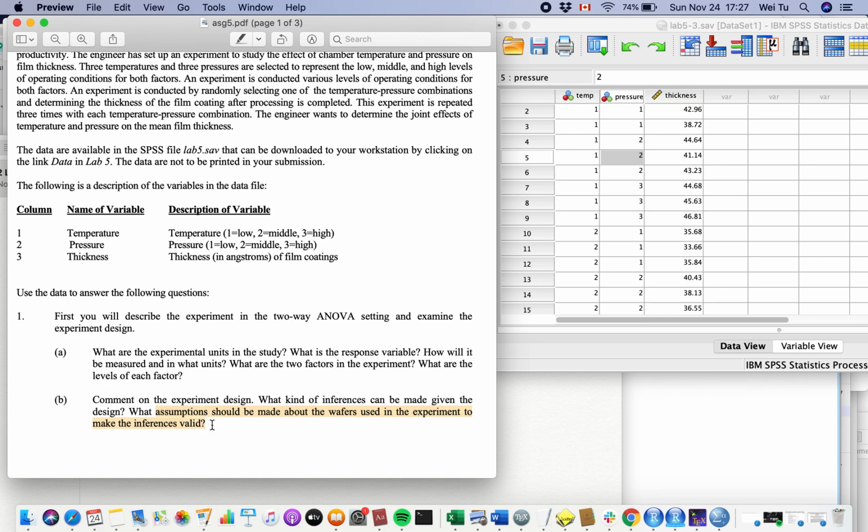What assumptions should be made about the wafers used in the experiment? I guess they have to be the same because the only 2 factors we're controlling are temperature and pressure. So the wafer should be the same. It's like sometimes when you're doing experiments on guinea pigs or mice, you want the mice to be genetically exactly the same, and you change, for example, the nutrition of the mice, and you see which kind of nutrition results in what kind of consequence. So they should be identical, the wafers.